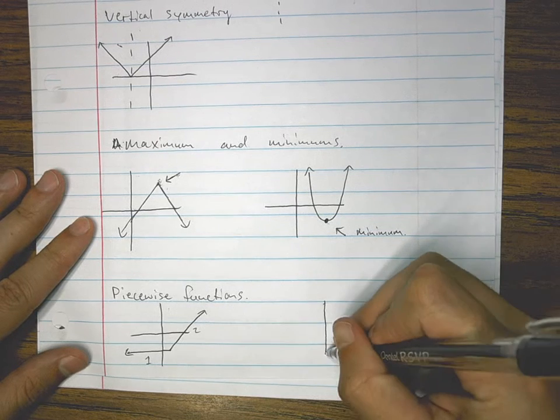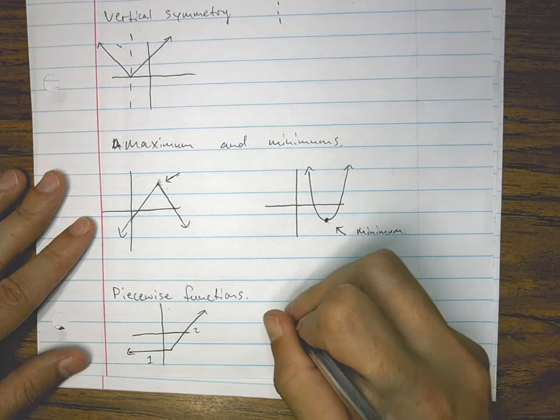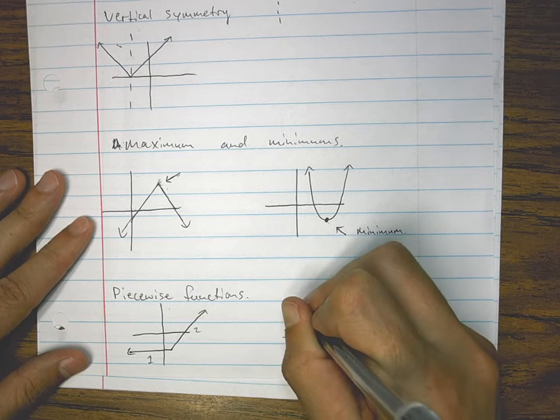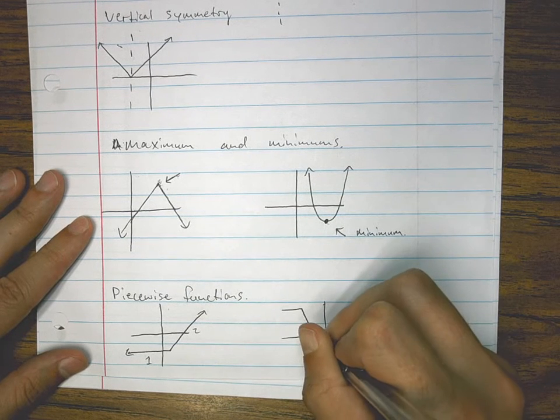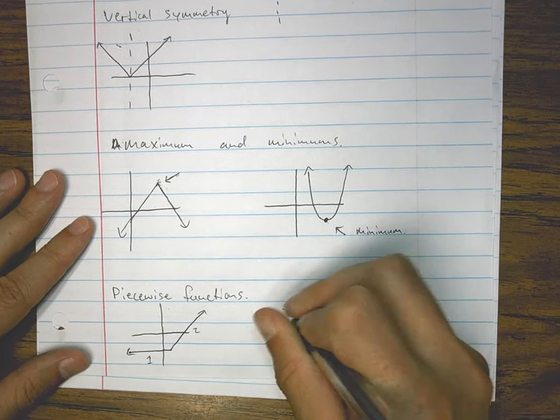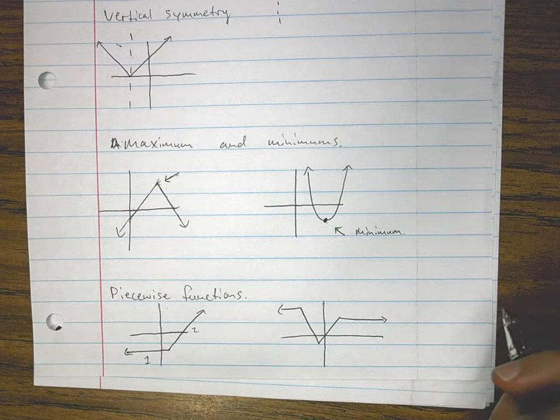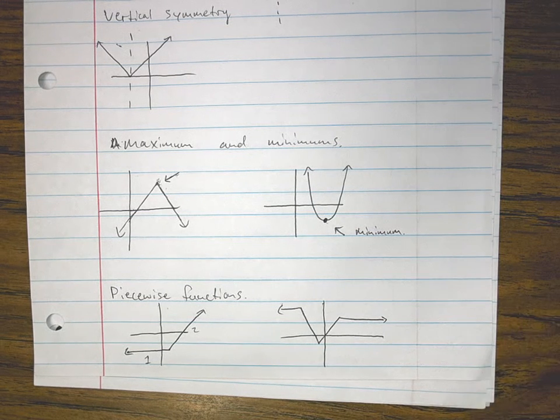You could also have multiple pieces. You could have a piece up here, a piece down here, a piece up here. Okay, 4 different pieces of a linear function. And that's going to do it for unit 0.1b.